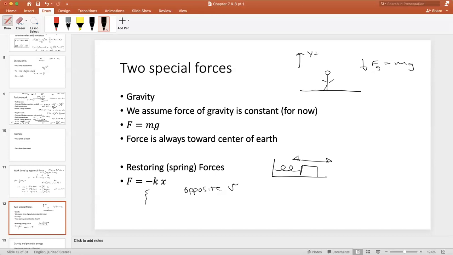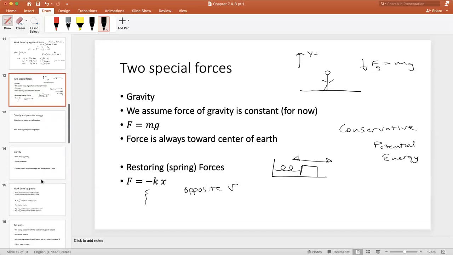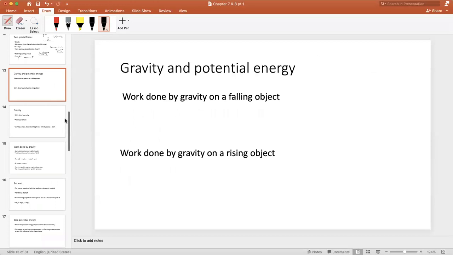We'll talk about those in depth in a little while, but for now, we have these two special forces. They're special because they are conservative, and conservative forces lead to potential energy. And we'll talk about why that's called potential energy and what potential energy does for us and why we should want to even worry about it. But first, let's talk about the gravity force and potential energy for falling objects and rising objects.